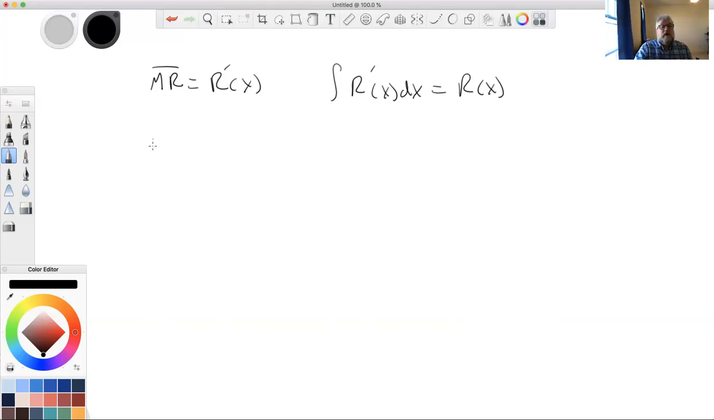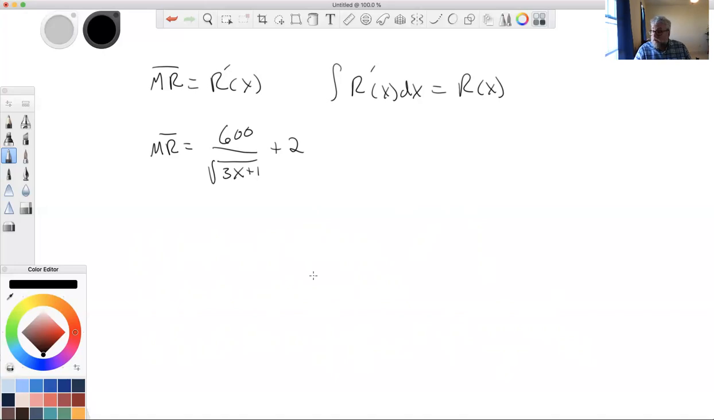And example 8 says the marginal revenue, and they write it this way, they don't write it like that to be sneaky, is 600 over the square root of 3x plus 1, plus 2.